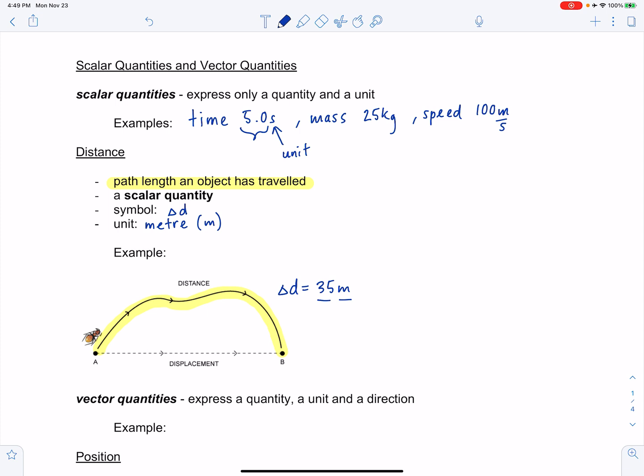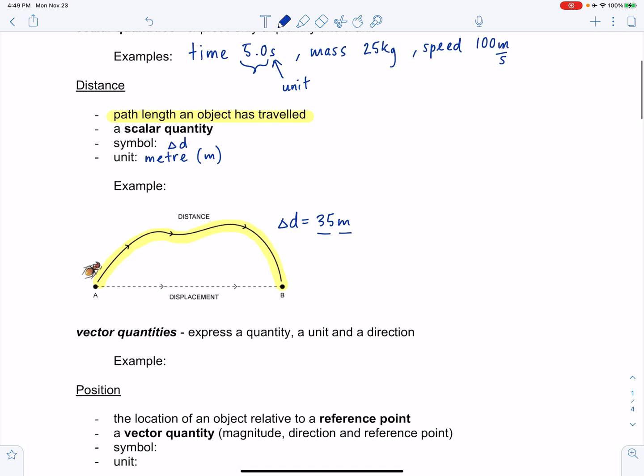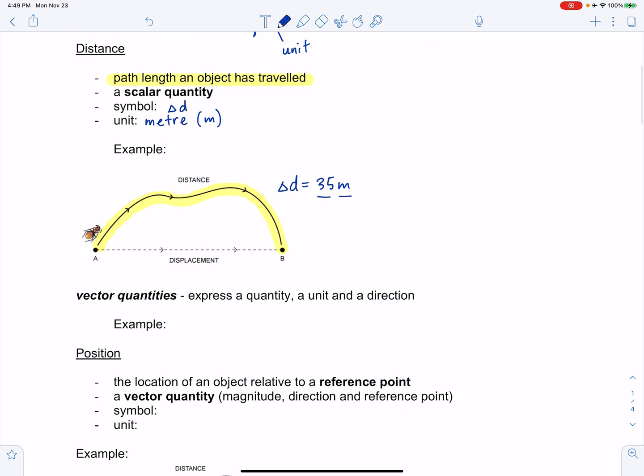If a quantity is not a scalar quantity, then it must be a vector quantity. Vector quantities express a quantity, a unit, and a direction. And that's what sets them apart from scalar quantities. It's that vector quantities contain directions.